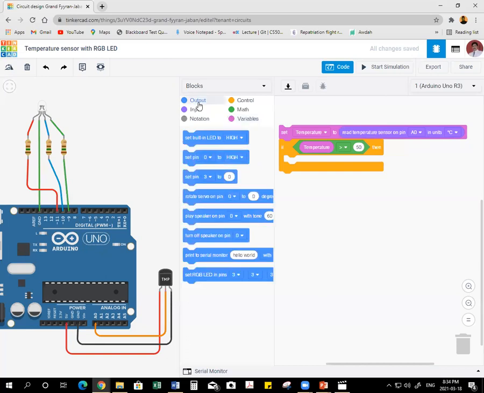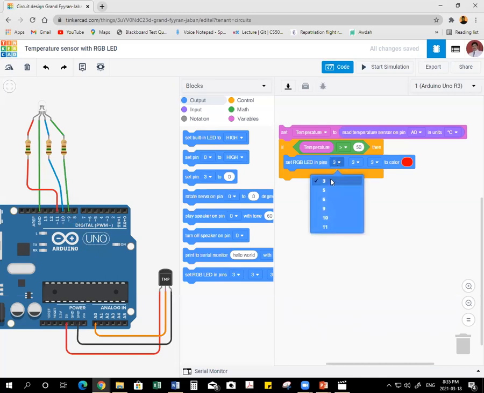Output, we need an output. So directly we have one output block, RGB. So no need of having three different output connections. No need, direct block we have. So here set RGB LED pin, where we connected this pin. We have connected three pins, that is 11, 10 and 9. So we can use 11 as the first pin because it is red, and this is 9 and this is 10.